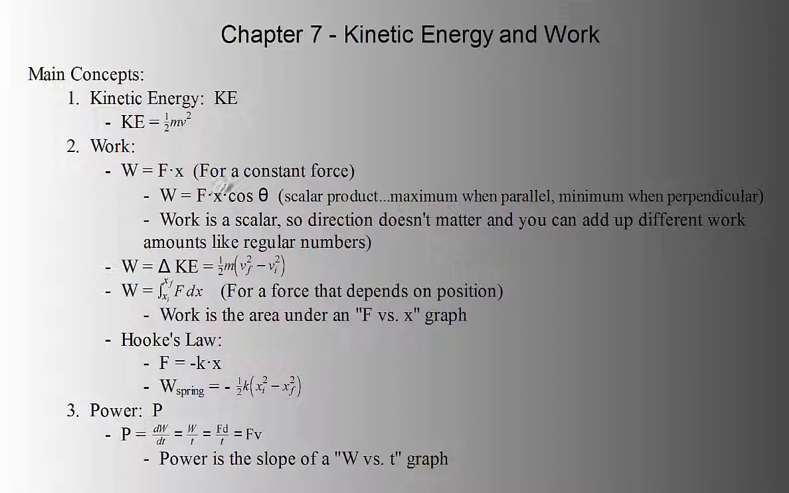Work is a scalar. This is a scalar product, often called a dot product. So direction doesn't matter with work. You can add up different work amounts like regular numbers. We're also going to talk about how work is a change in kinetic energy, and in equation form, if kinetic energy is 1/2 mv squared, and your kinetic energy is changing, you're going to have a final kinetic energy and an initial. Work in general, if the force is not constant, is the integral of a force with respect to position.